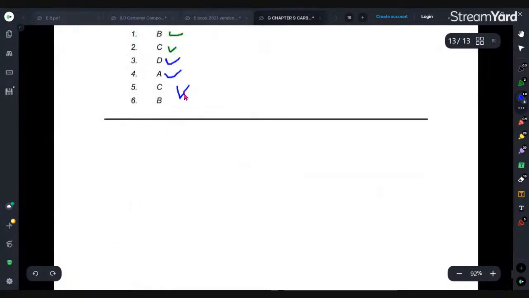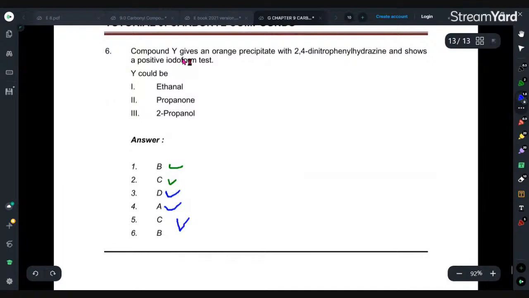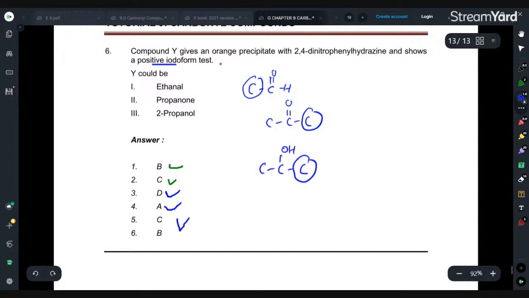Yeah. Okay, the last question. Compound Y gives an orange precipitate. So this is carbonyl and then positive iodoform. Then this carbonyl right must have a methyl group. Ethanal 1, 2 double bond O, H. Yeah. Okay, yeah, there's a CH3. Propanone 1, 2, 3 double bond O. Yeah, there's a CH3, can. And then 2-propanol 1, 2, 3 OH. Yeah. Here, yes. Okay, this one can give the iodoform, but cannot for the Brady test. So the answer is 1 and 2.